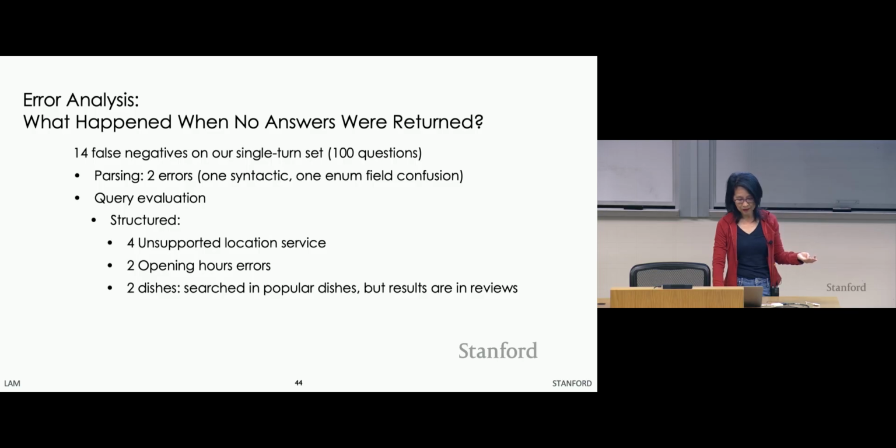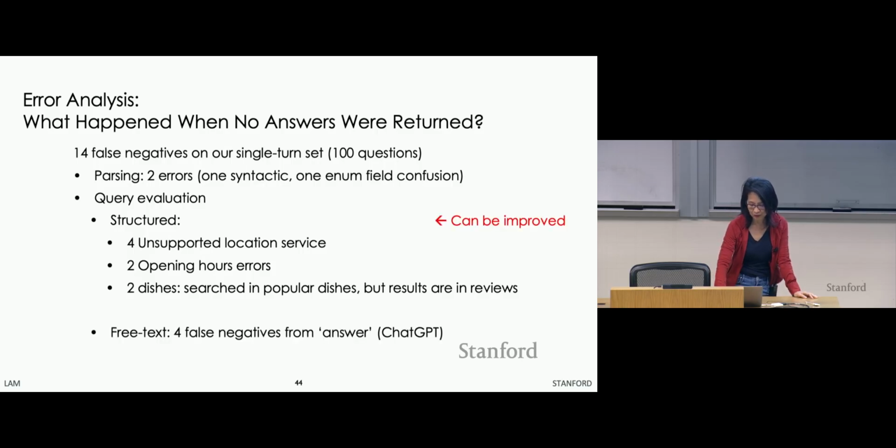Okay? And so we also have opening hour questions, and then we discovered that you are looking for favorite dishes. We look at the popular dishes, but we did not look at the reviews. So this is what I mean, that sometimes for text fields, you really want to pick them up from all the text columns, and that would be better. And so there are 4 for the free text.